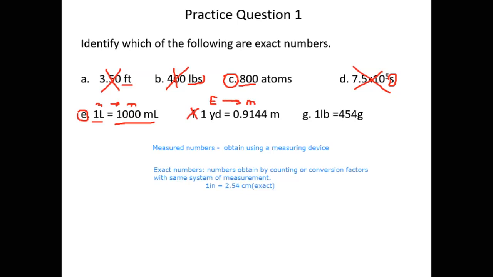Next, we have 1 pound is 454 grams. 1 pound is an English or standard unit. Grams is a metric unit. So we're going English to metric. So it's not an exact conversion factor. So again, numbers you can count or conversion factors within the same system of measurement are exact numbers, also including 1 inch is 2.54 centimeters.